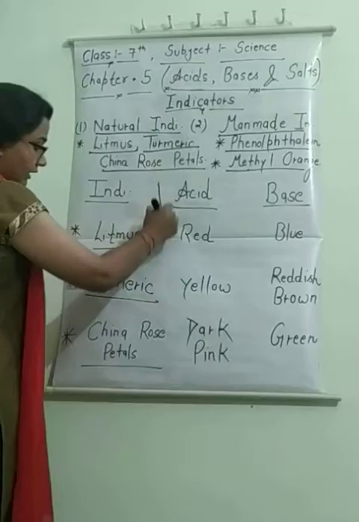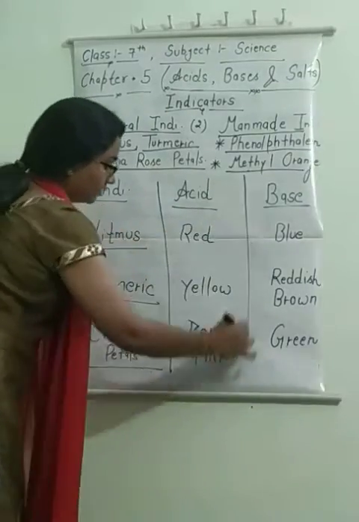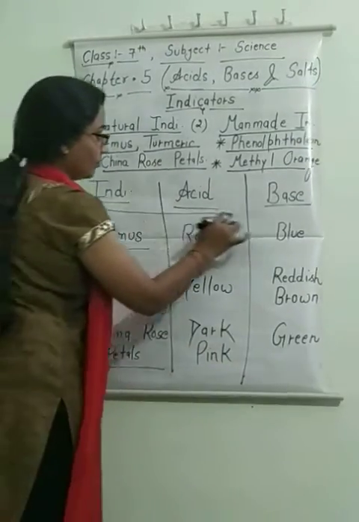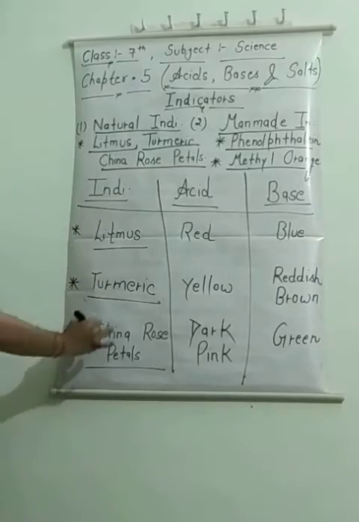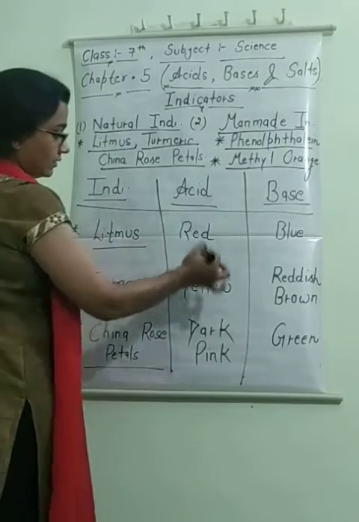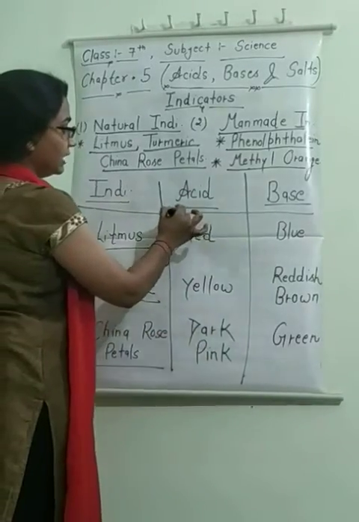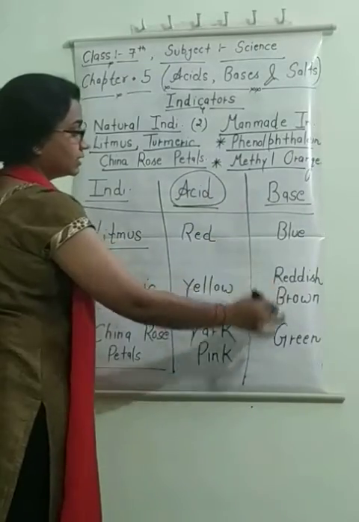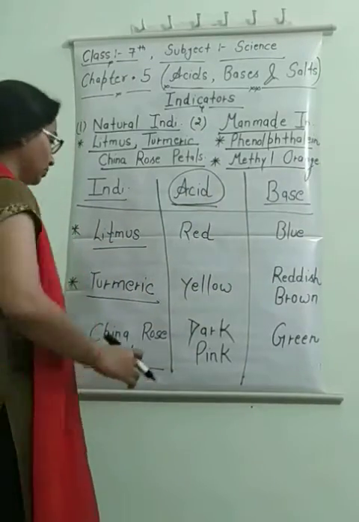So with the help of a table we will discuss it. These are the indicators. These are the colors with acidic solution. These are the colors with basic solution. I am telling you now.